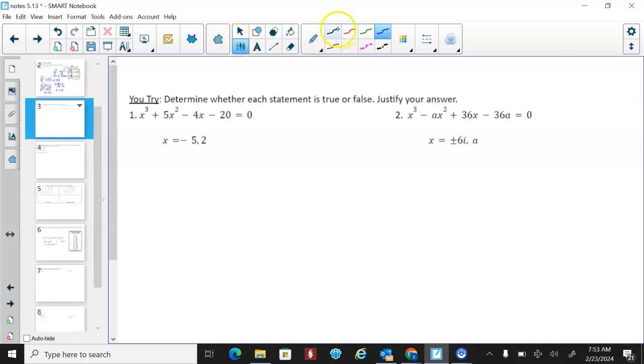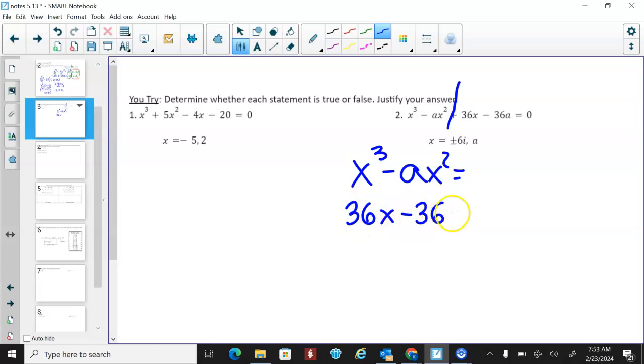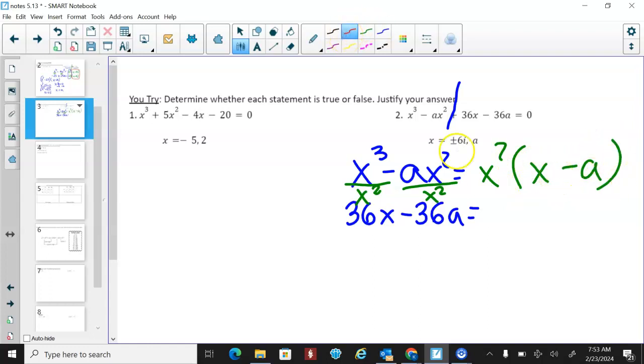All right, question 2. If you tried it, here we go. Again, I'm going to split it in half. So I got x cubed minus ax squared equals, and I got positive 36x minus 36a equals. So I'm going to divide the first equation by x squared, because I can take 2 x's out of both. So if I have x squared as my greatest common factor, what's left is 1x and then a, because this is going to cancel right here, and this is going to become 1.